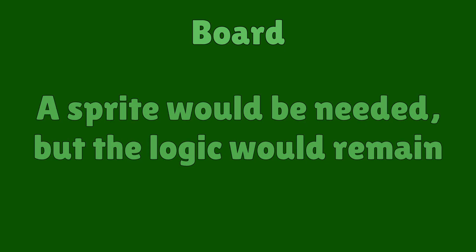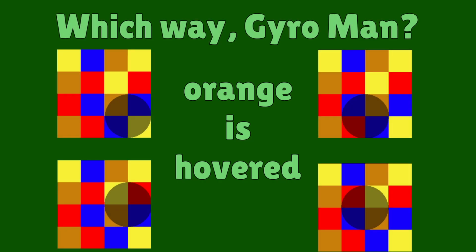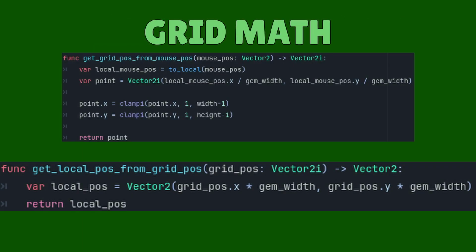worked for testing here. An important executive decision that had to be made was which corner of the swap the gem hovered over was tracked as. Here's some image examples. I decided to go with bottom right because that let me divide the mouse position offset by the gem width and floor the result to get both the center of the 4 gems and the board access indices of the bottom right gem. Plus, it felt more natural to me.